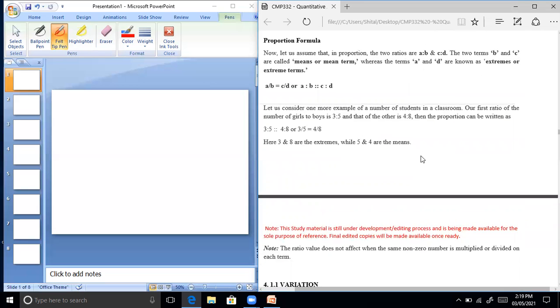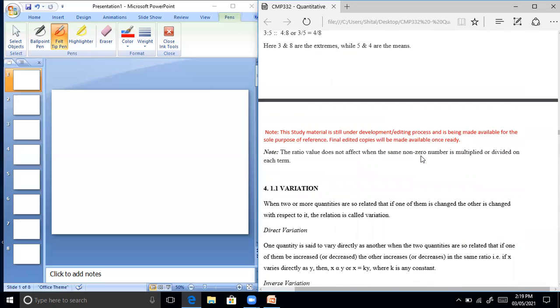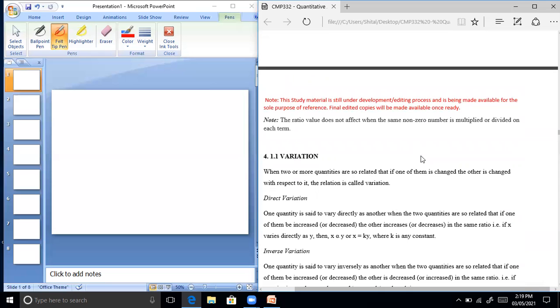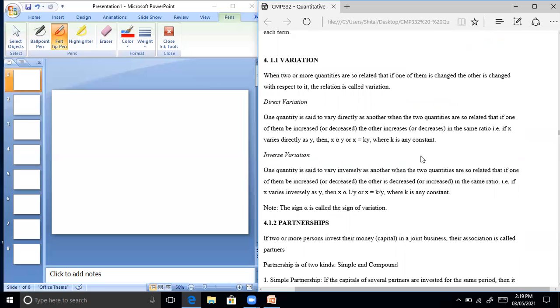Here 3 and 8 are the extremes while 5 and 4 are the means. The ratio value does not change when the same non-zero number is multiplied or divided on each term. Let us see variation.